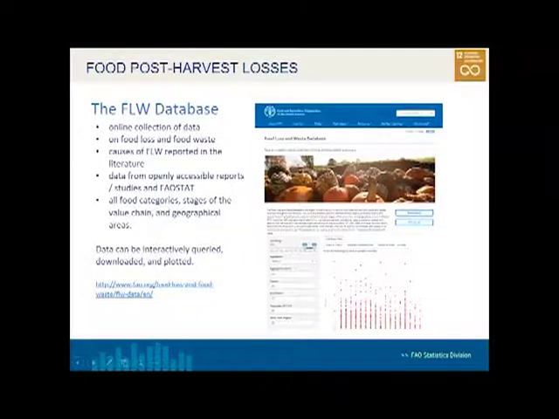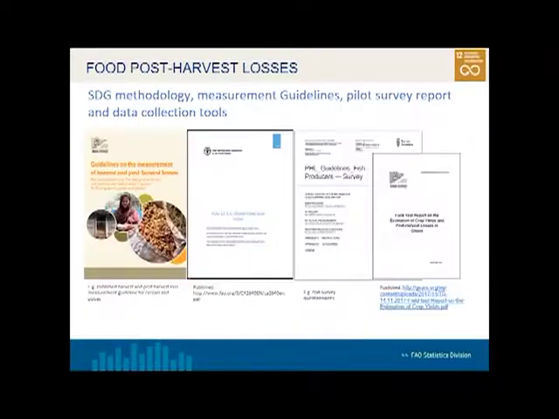The last tab is the data. So you can see the table with the data, you can download it, and you can download the references to the original sources. We have produced a methodology for the food loss index that provides a common method, a method for everyone to adopt for aggregating losses along the supply chain and for compiling the food loss index.